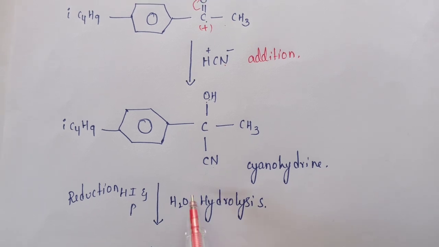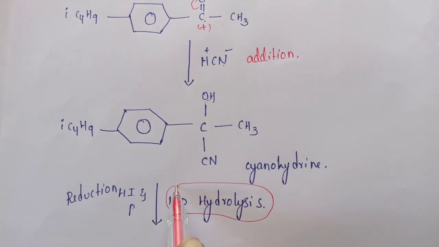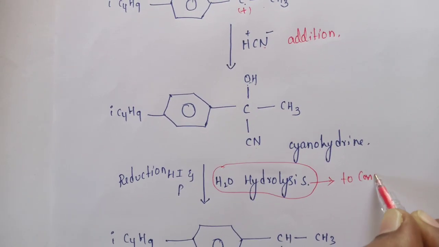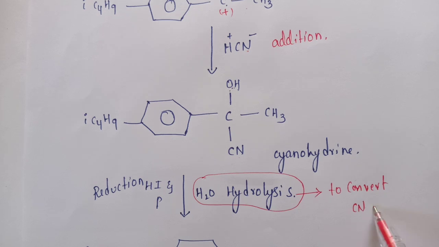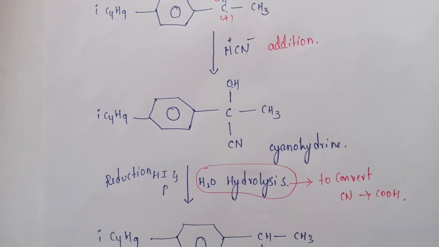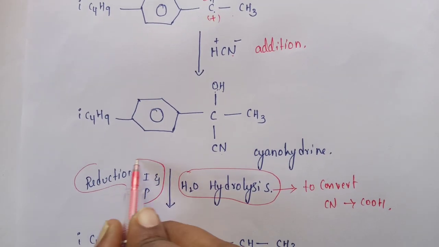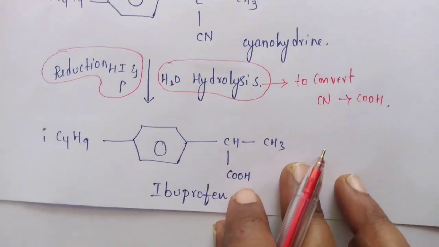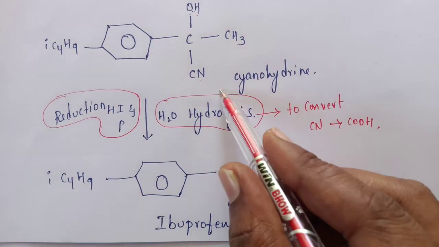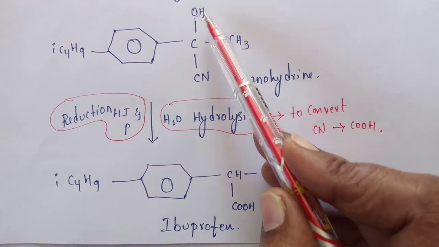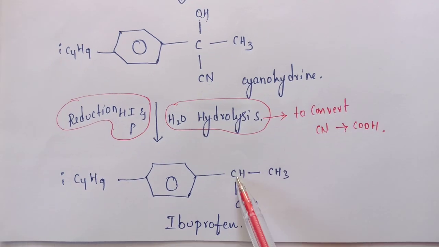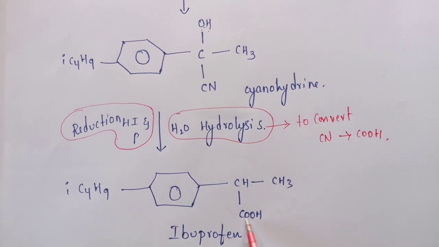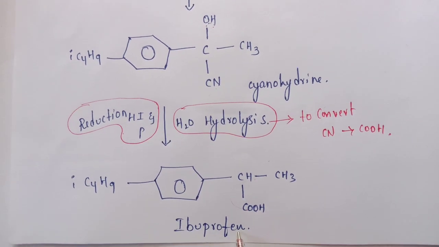For the obtained cyanohydrin, the first step is hydrolysis. Why does it undergo hydrolysis? To convert cyanide into COOH. That is the first step. The second step is reduction, the removal of the oxygen of the hydroxy group. The cyanide is converted into COOH. The OH, by removal of oxygen, is converted into CH to give isobutyl phenyl propionic acid, nothing but ibuprofen.